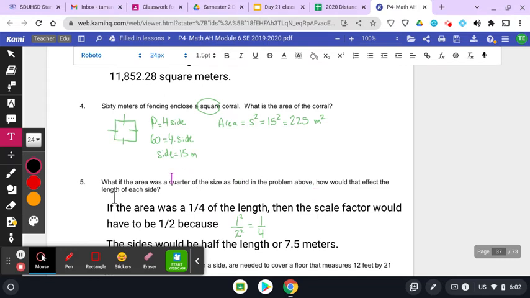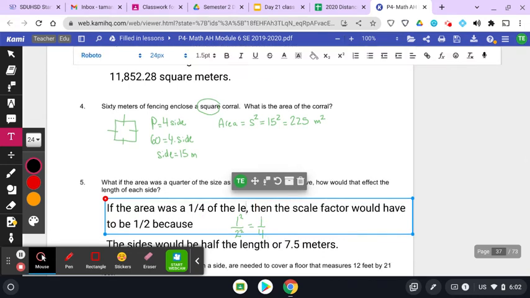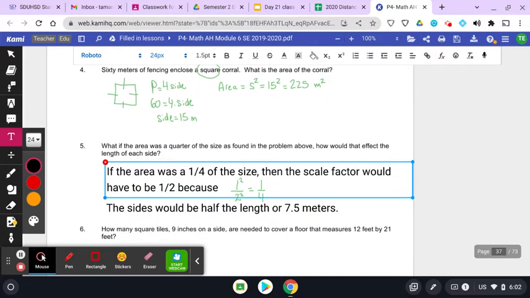What if the area was a quarter of the size? Well, if the area is a quarter of the size, then the scale factor would have to be a half, because a half times a half is a fourth, and the scale factor squares the area. So I know that the sides would have to be half the length, or 7.5.